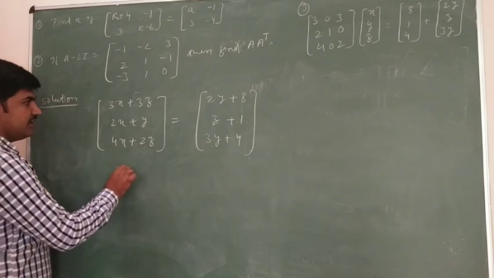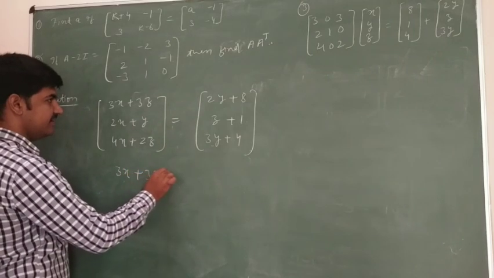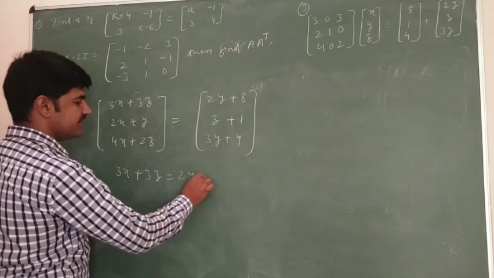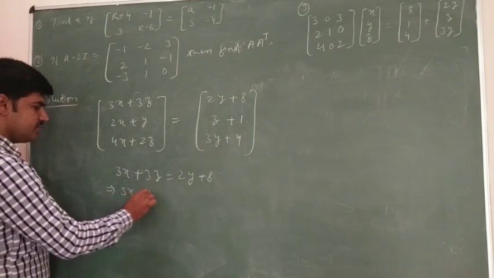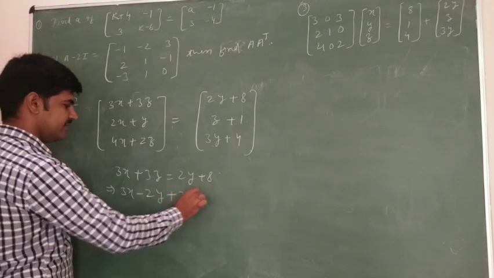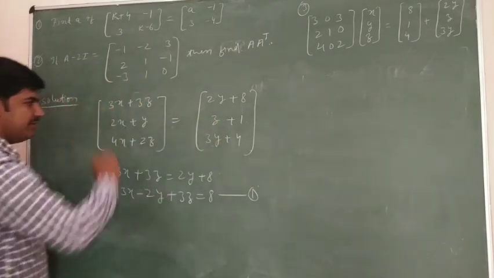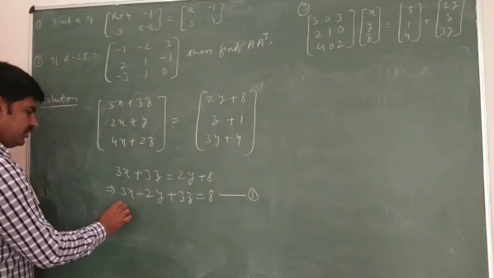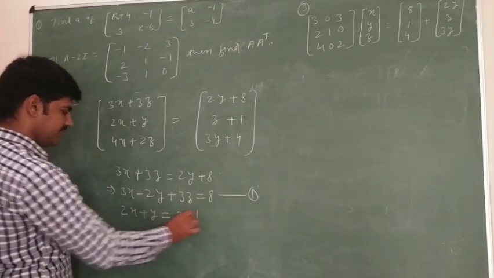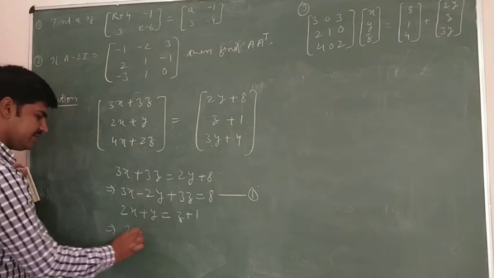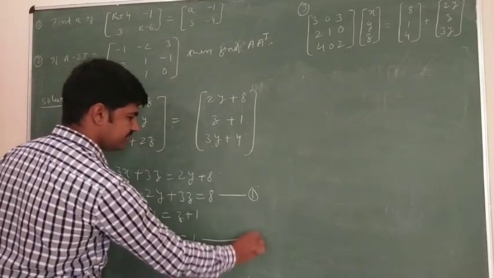So we get 3x minus 2y, or you can say 3x plus 3z is equal to 2y plus 8. By simplifying this, we can write it as 3x minus 2y plus 3z is equal to 8, equation number first. Similarly, the second equation 2x plus y is equal to z plus 1 can be written as 2x plus y minus z is equal to 1, equation number second.